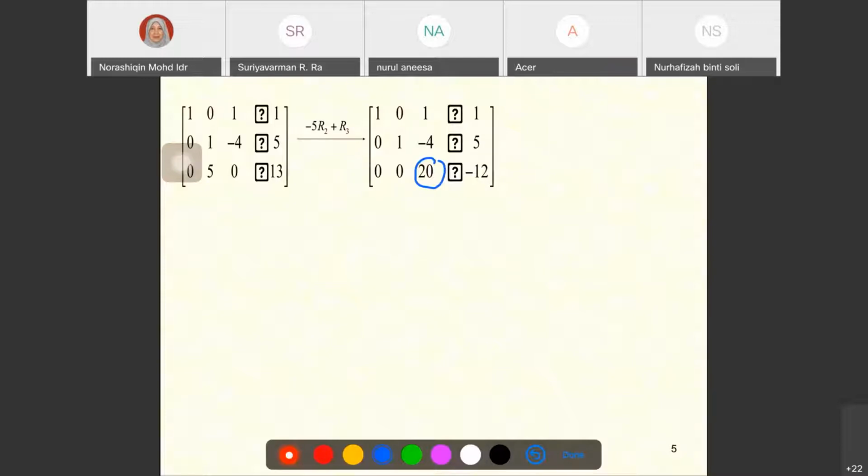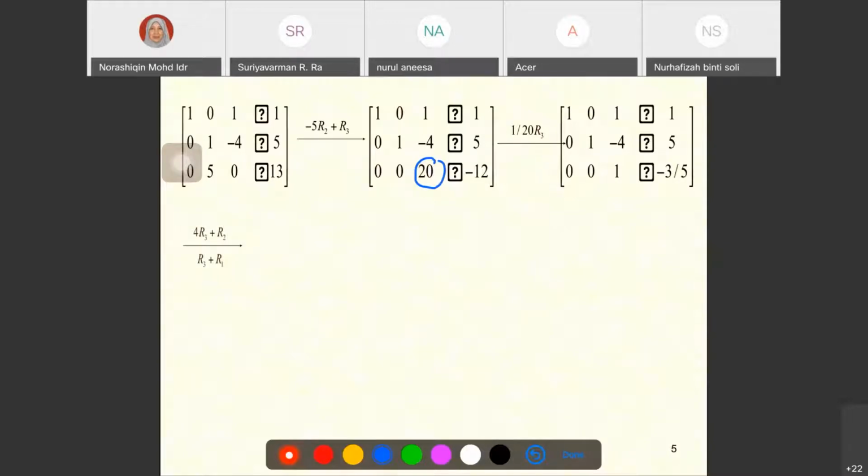Okay. So, kita dapat apa? So, kalau tukarkan ni pun kita nak Gauss-Jordan elimination, kita 1 over 20 R3, so you dapat ni 3 negative 4 and 1, so we have 4. R3 plus R2, R3 plus R1? Negative R3, kan? Supposed to be plus R1. Okay, kita dapat apa? Betul tak?